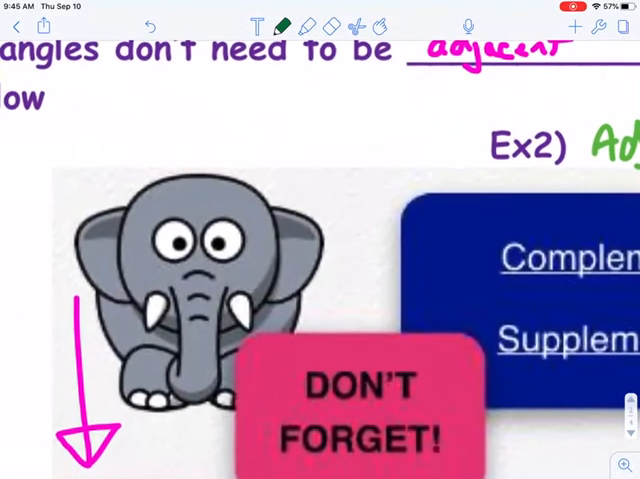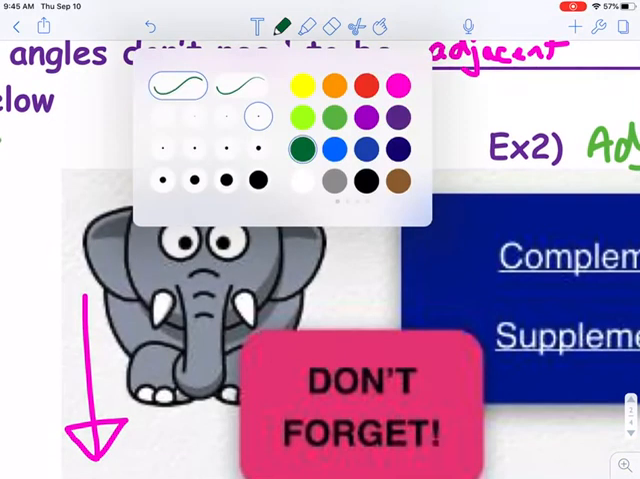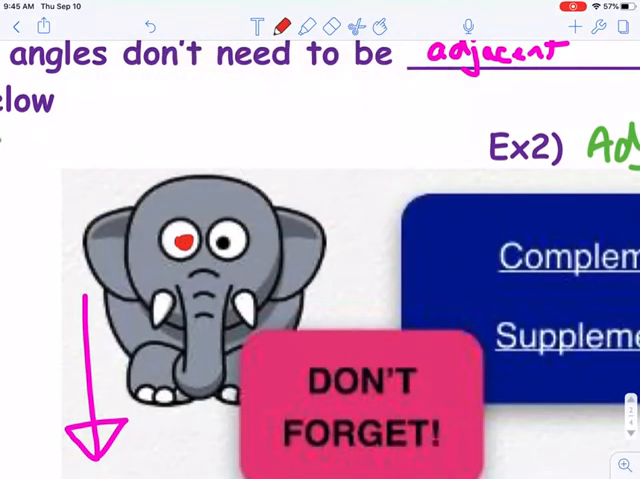You can't forget. This elephant says, don't forget. Look, this angry elephant if you forget. All right, look at him. He's going to be angry if you forget. We'll name this elephant David. David the elephant.